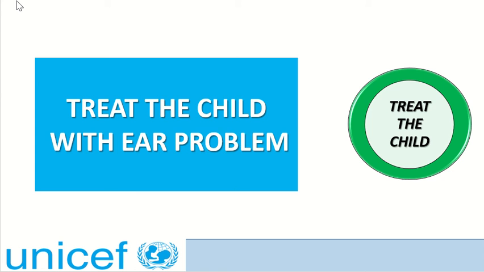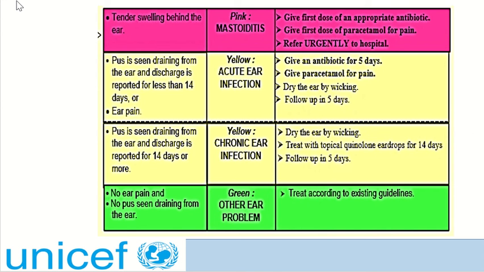Treat the child with the ear problem. In mastoiditis, we should refer him to the treatment room and give the first dose of an appropriate antibiotic. We give the first dose of paracetamol for pain. We refer urgently to hospital.